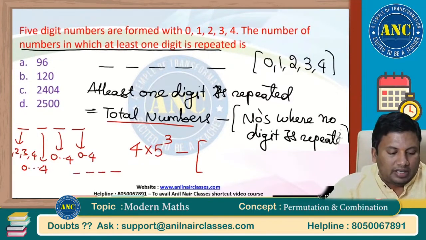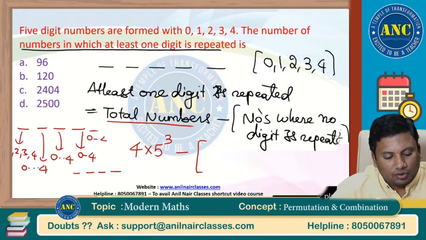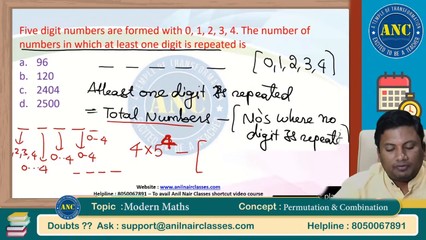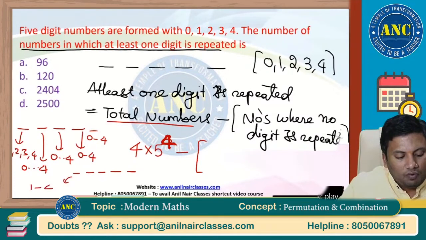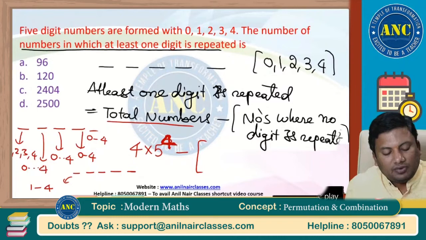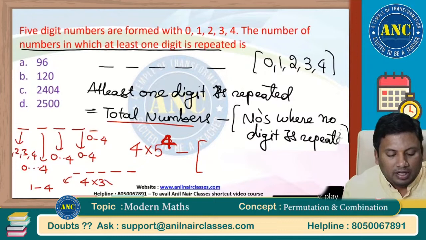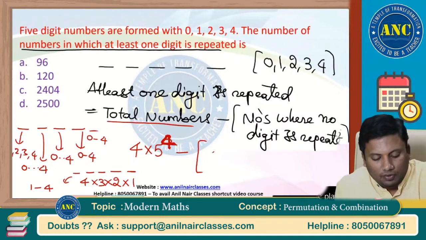No digit repeated. It is a 5-digit number, right? So the next one can also be 0 to 4. It is a 5-digit number where no digit is repeated. That means here 1 to 4 will come. Total 5 digits, 1 digit is fixed. Here 4 digits will come, remaining 3 digits, remaining 2 digits, remaining 1 digit. So 4 into 4 into 3 into 2.